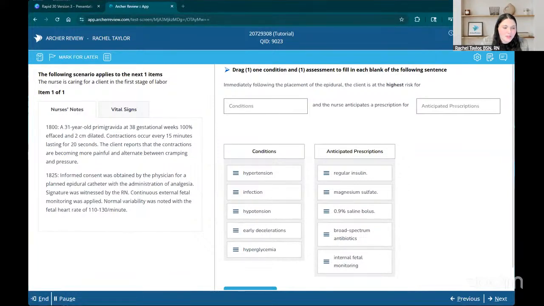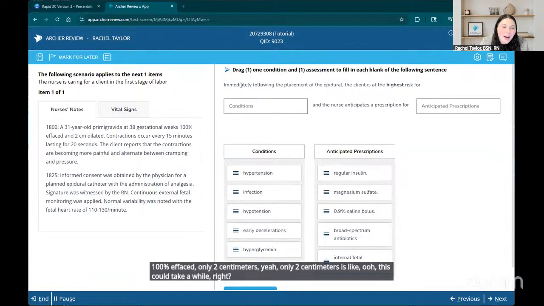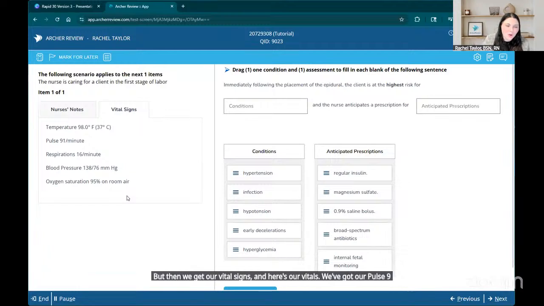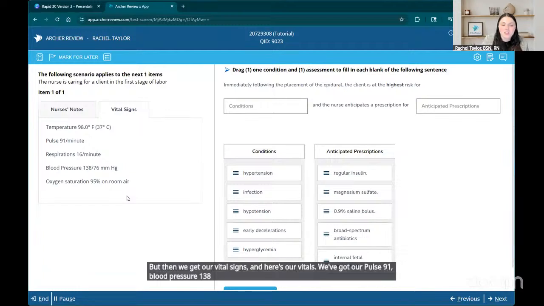Okay, I'm okay with fetal heart rate 110 to 130. I'm okay with it. 100% effaced, only 2 centimeters. Yeah, only 2 centimeters is like, ooh, this could take a while, right? But then we get our vital signs, and here's our vitals. We've got our pulse 91, blood pressure 138 over 76, oxygen saturation 95% on room air.